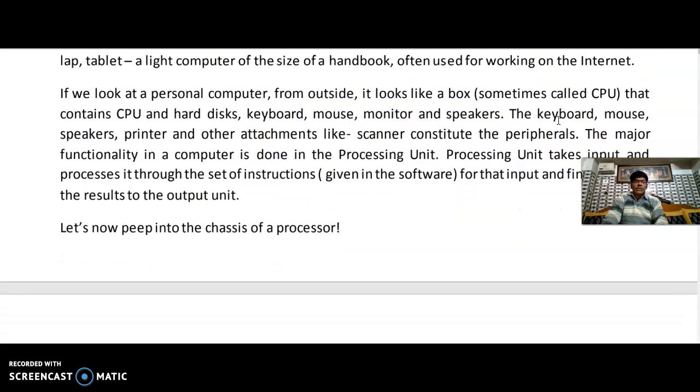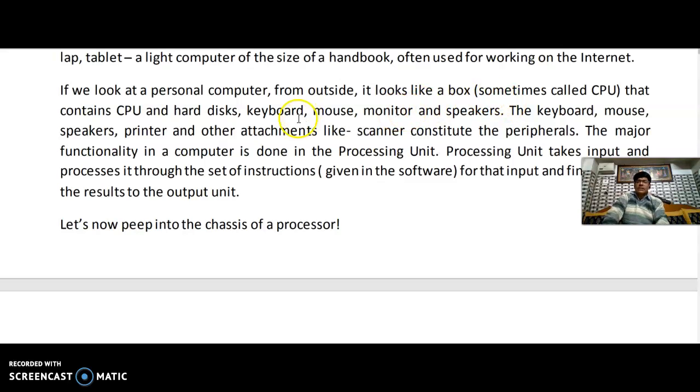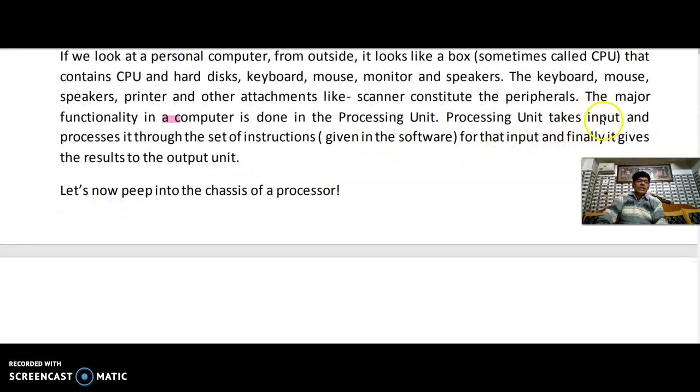Along with that, other devices are there. If you look at a personal computer from outside, it looks like a box, but that contains the CPU and hard disk. The keyboard, mouse, monitor, speakers, printer, and other attachments like a scanner constitute the peripherals. What are called peripherals? The devices attached to the CPU, like the keyboard, mouse, speakers and printers. All these devices are attached, so they are called peripherals. The major functionality of a computer is done in the processing unit. The processing unit takes input and processes it through its set of instructions for that input, and finally it gives the result as output.